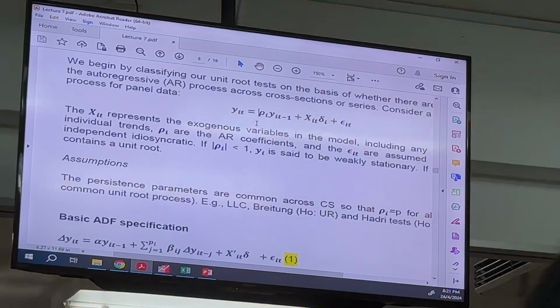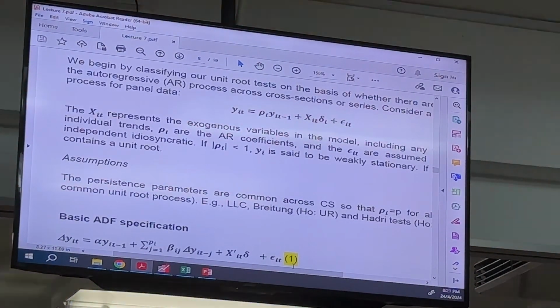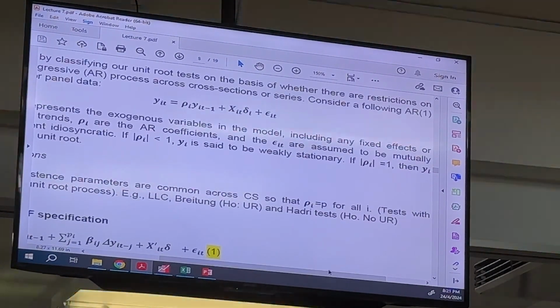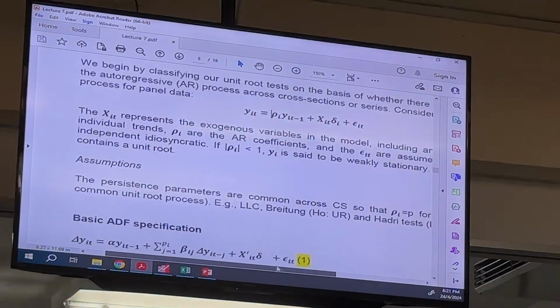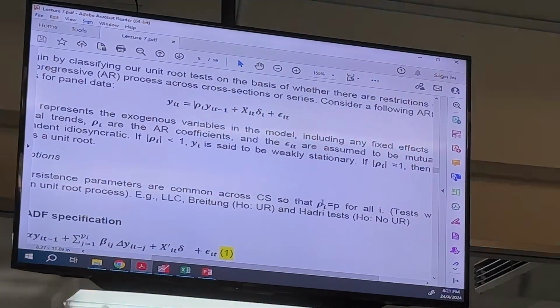So now, this is the persistent parameter across the cross-sectional units. So rho i equals to rho. So these are the assumptions: your rho i equals to rho for all i. It means they are the same. So the rho is the same for all the cross-sectional units.